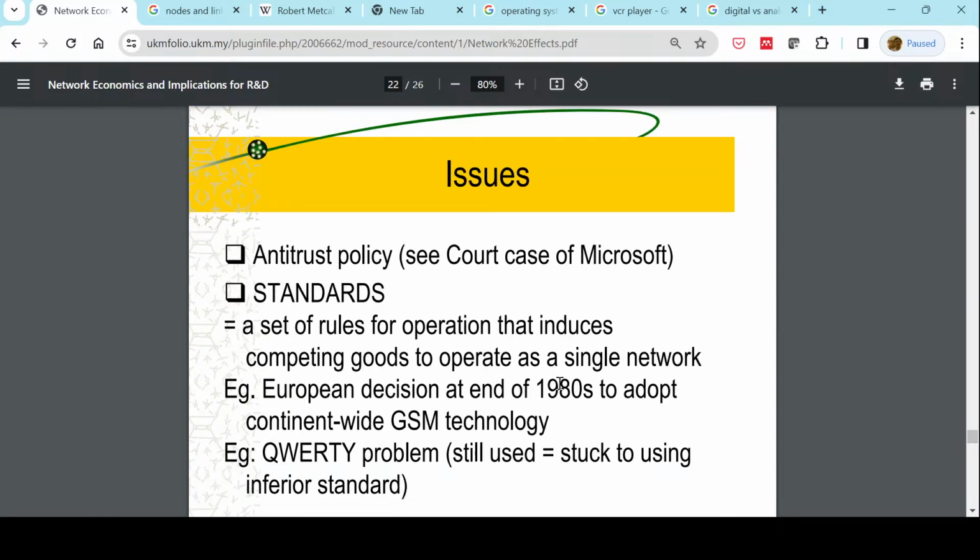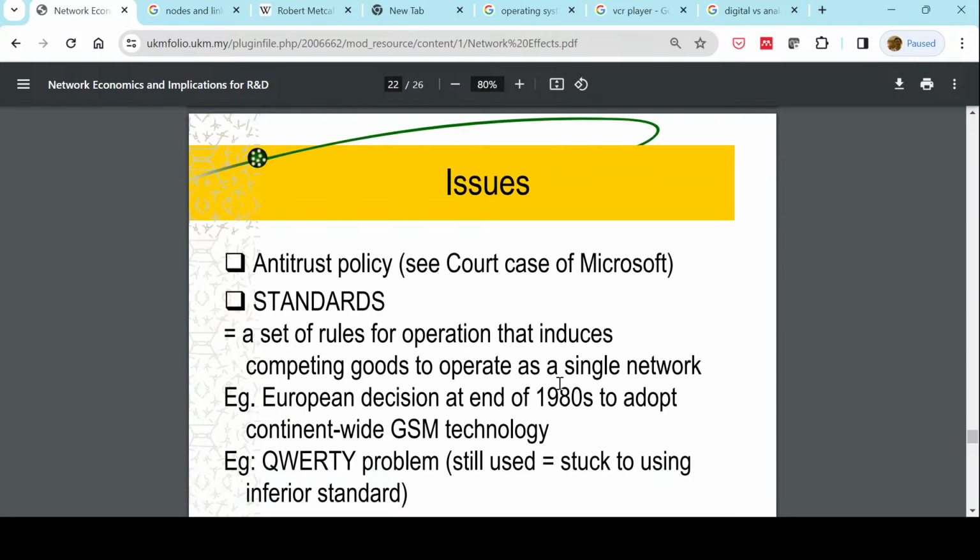Another interesting one, until today: QWERTY. If you look at your notebook, and your handphone also, the keypad on your handphone is QWERTY. Look at your notebook now, how it is arranged. QWERTY, the QWERTY problem. Still used until today.